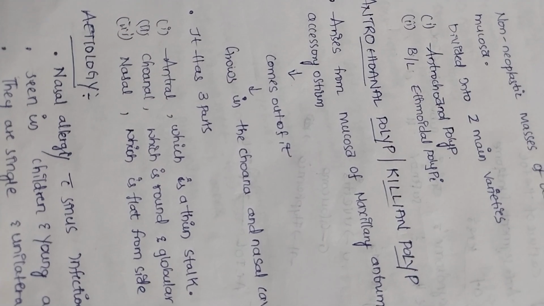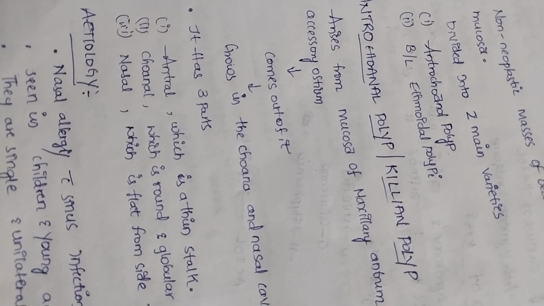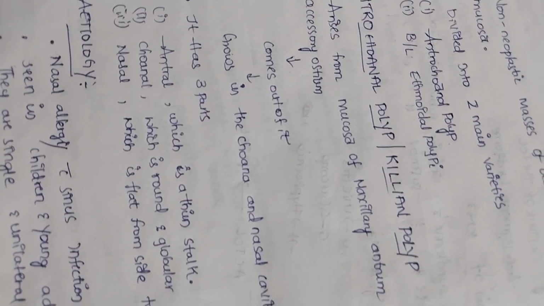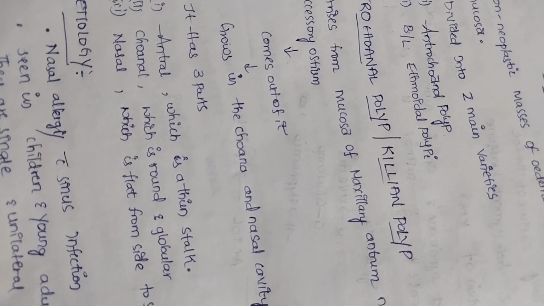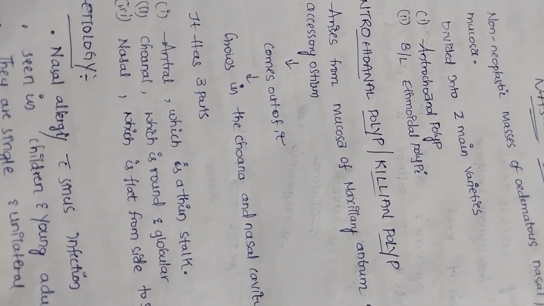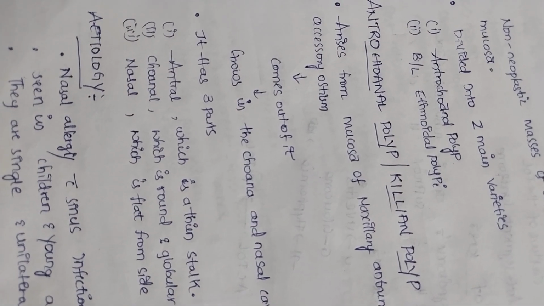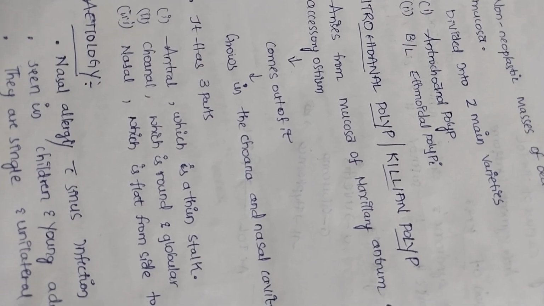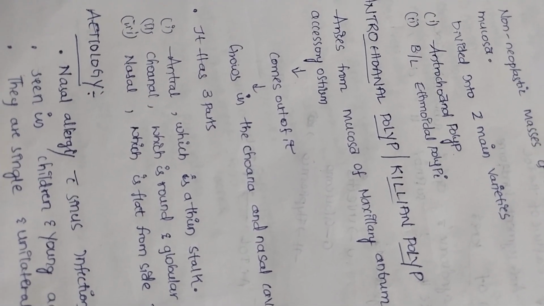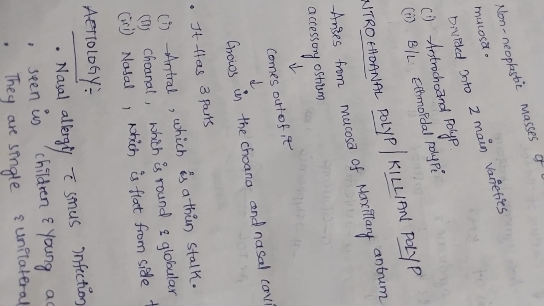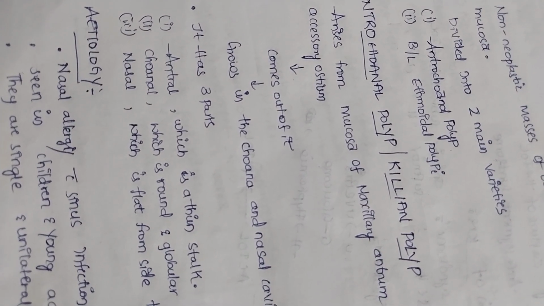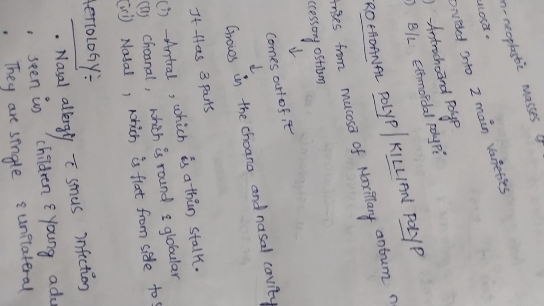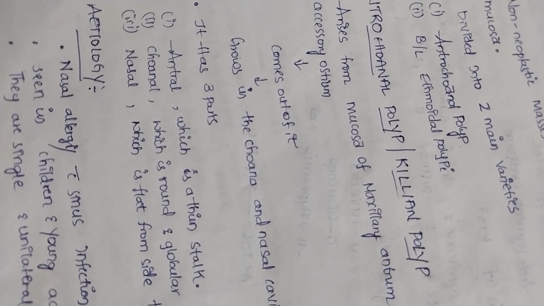Normally the opening of the maxillary antrum will be present in the hiatus semilunaris, which is present in the middle meatus. If there is any accessory ostium present, then from the accessory ostium this polyp may arise. The polyp comes out and enters into the choana, meaning the nasopharynx, and then the nasal cavity. So it looks like a dumbbell shaped polyp.